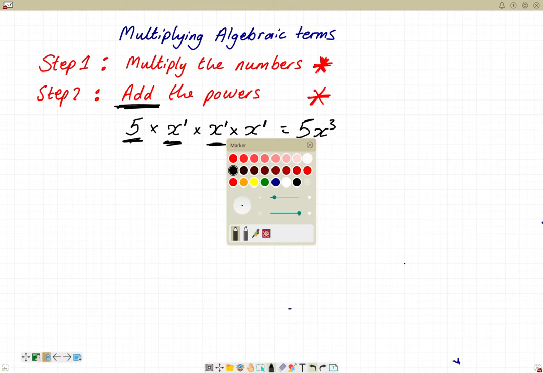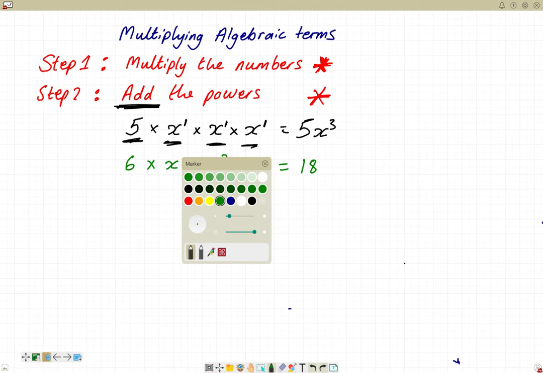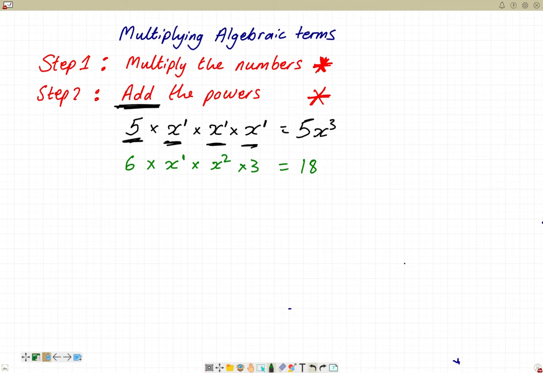Okay. Let's try another one. So let's say I had 6 times x times x squared times 3. Okay, so now I've got two numbers, so I'll multiply the numbers. 6 times 3, that gives me 18. Then I know x, if I can't see a power, is to the power of 1. This x is to the power of 2. So add the powers. 1 plus 2 is 3. So my answer will be 18x to the power of 3.